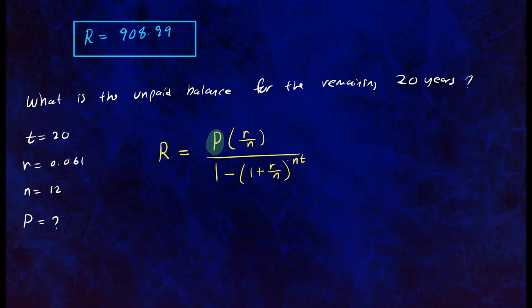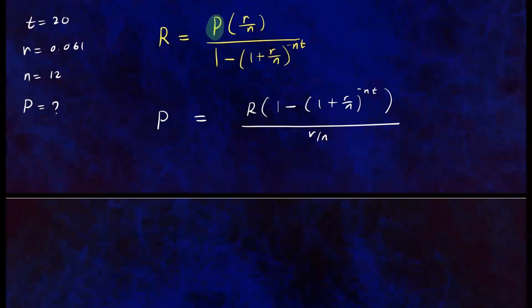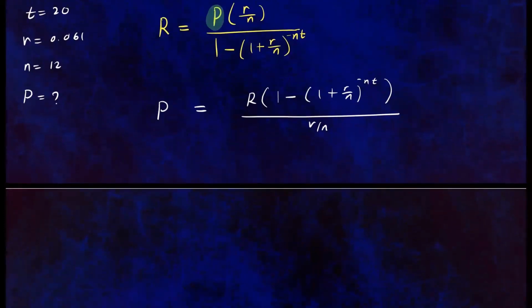So we'll multiply both sides by the denominator right here, treating all of that as a single term. You'll have P equal to R times 1 minus 1 plus little r over n to the power negative nt, divided by r over n. That's the formula for the present value of this mortgage. Now let's plug in what we have been given, and that will give us the loan amount, the remaining unpaid balance. So this is equal to R.